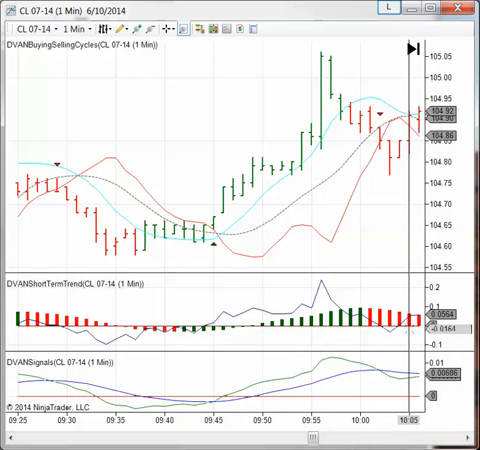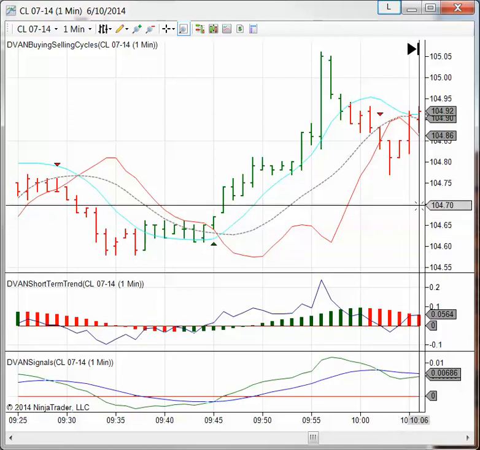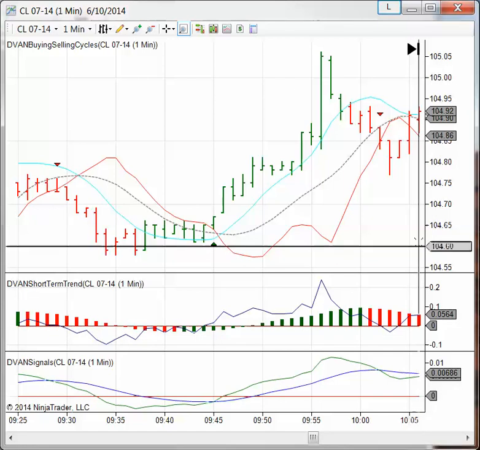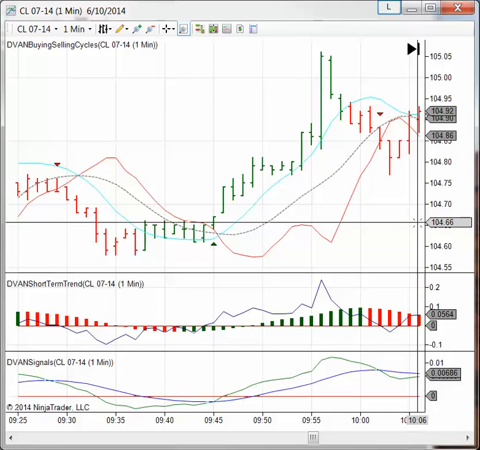Continued point of caution. We are staying within the histogram. We're staying red price bar, meaning that selling pressure is dominant, and we're staying red histogram, meaning that we're in a selling cycle, but things definitely don't look like they're at this point going to continue converging into a sell cycle.